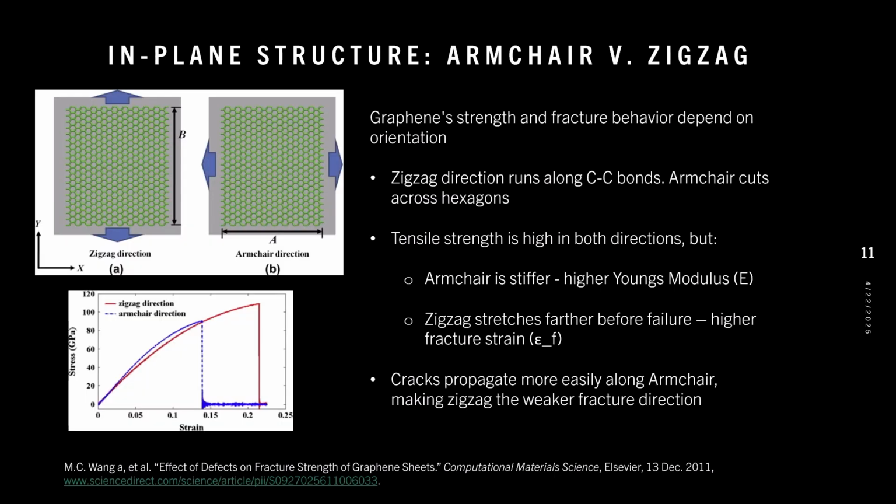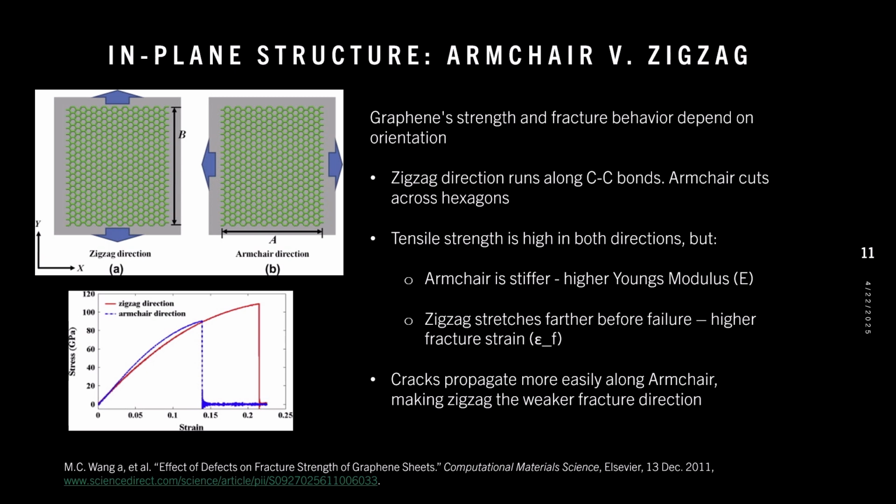This slide illustrates how graphene's atomic arrangement influences its mechanical behavior. Within graphene's hexagonal lattice, we define two key directions, zigzag and armchair. As shown in the diagrams, the zigzag direction runs along the carbon-to-carbon bonds, while the armchair direction cuts across the hexagons. Graphene exhibits high tensile strength in both directions due to the strength of the carbon-to-carbon bonds, however, there are important differences.